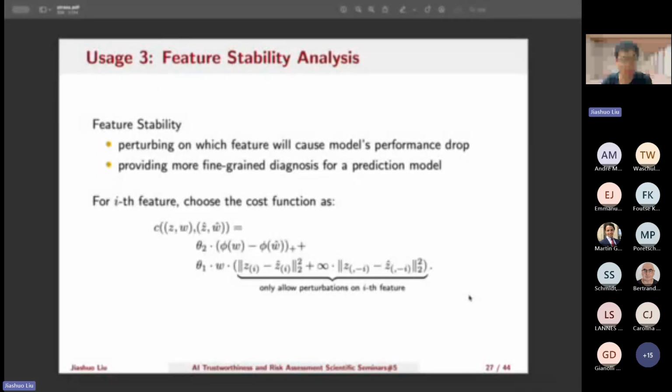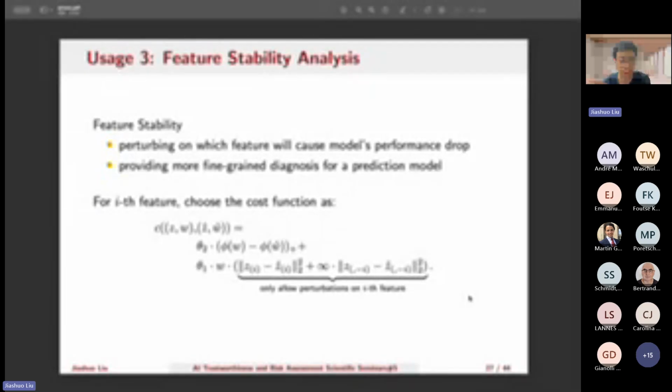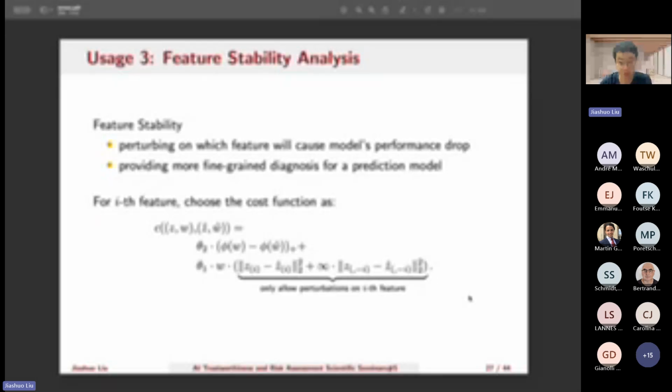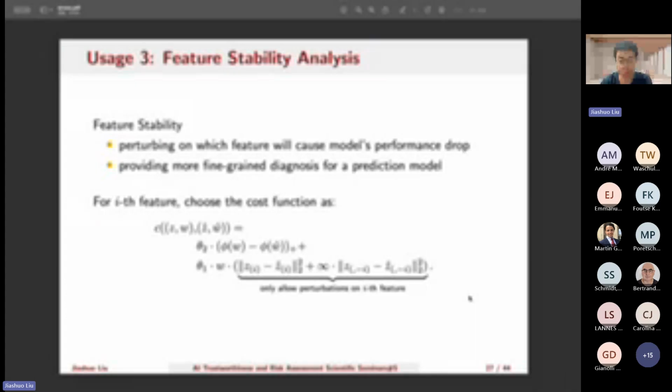We would really like to know perturbing on which feature will cause the model's performance to drop. And also, if we do a feature stability measure, we can provide a more fine-grained diagnosis of our prediction model. And to achieve this, it is super easy. For example, if we care about the ice feature, we can only allow perturbations on this kind of feature, and at the same time we can keep the other features the same.